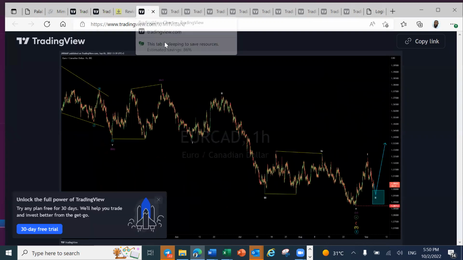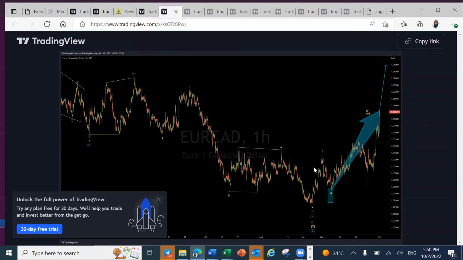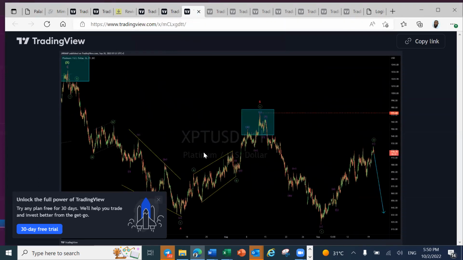So that was euro yen, and then we've got euro CAD. Look at that simple blue box setup on the euro CAD. This was from the 5th of September, so let's have a look at how this one has played out. From the 5th of September, that's about a 3-week move here. It does go up correctively, but it's an easy 581 pips there.